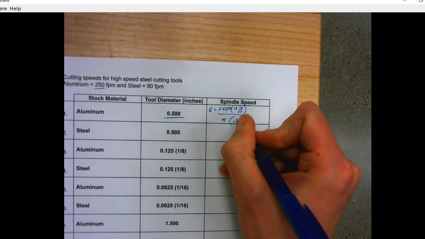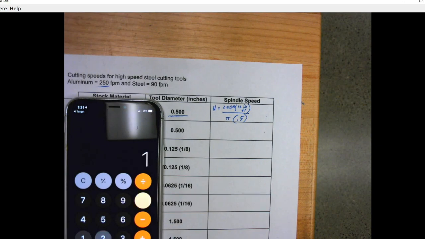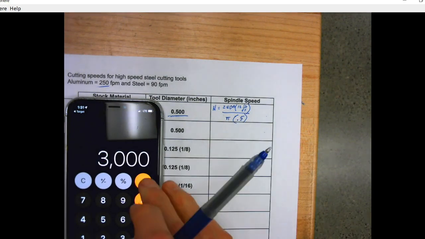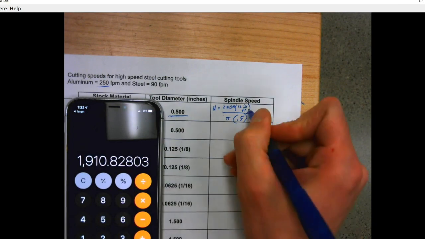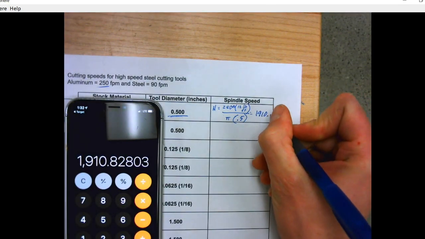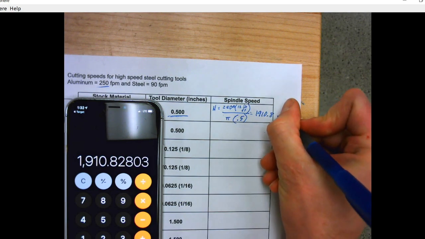So we have 0.5. We're going to grab our calculator, 250 times 12 inches. So we're at 3,000. And we're going to divide that by pi. We can estimate pi at 3.14. We also need to divide it by 0.5. Our spindle speed for this one is 1910.8. We could round it to 1911 if you wanted to. So in revolutions per minute.